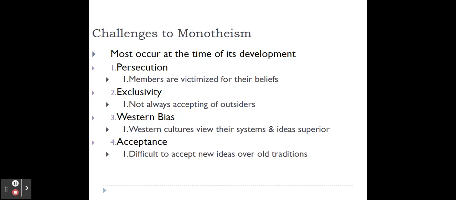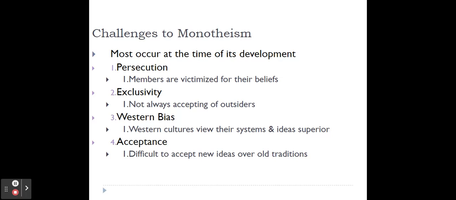And then finally, acceptance. And we see this in Egypt. It is difficult to accept new ideas over old traditions. When Amenhotep passed away, it's not surprising that his followers revert back to polytheism. It is difficult to accept new ideas over old traditions. And we're going to see this with Judaism and with Christianity. It goes back to the persecution. You've got these people preaching one God, and a lot of people are going to find that hard to accept. And that's going to lead to the persecution, on both sides. Not only is it going to lead to the persecution of the monotheists themselves, but then, like I said, once those monotheists gain power, they're going to start persecuting others who won't accept their beliefs.